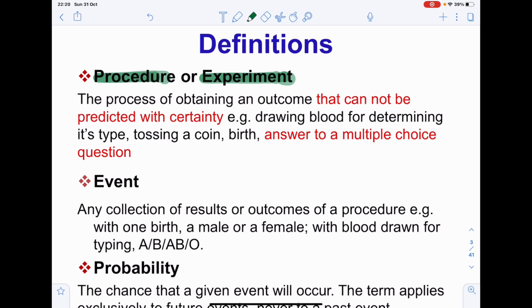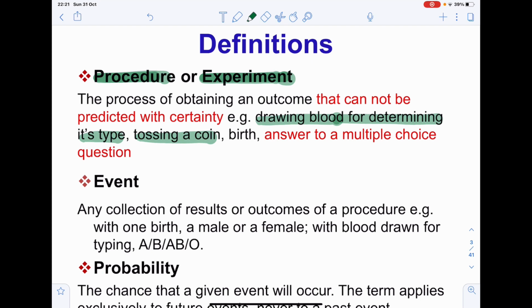Okay, so procedure or experiment is the process of obtaining an outcome that cannot be predicted with certainty. Okay, يعني هو إجراء obtaining an outcomes اللي هو مخرجات that cannot be predicted. ما نقدر نتنبأ بالمخرجات هذه for 100%. Okay, for example, we have drawing blood for determining its type. Okay, tossing a coin. مثلا لو رميتي عملة معدنية, so you don't know exactly what you are going to have.